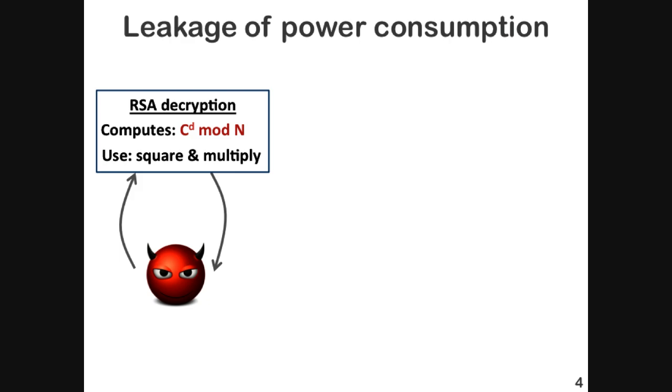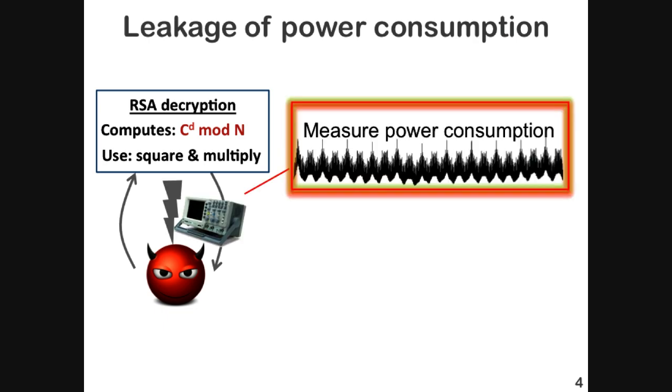So there are many examples, and I guess maybe some of you have seen the talk of Emmanuel yesterday. So I give a very high level idea of this power analysis attack. Essentially one source of this leakage is the power consumption of the device. So we have this RSA decryption, for example, which computes C to the D mod N. And what it does is use a square and multiply algorithm, for example, when you implement it on some real world device. And then the adversary, when he gets physical access to this device, can measure the power consumption of the device. So he can, for example, get this power trace here.